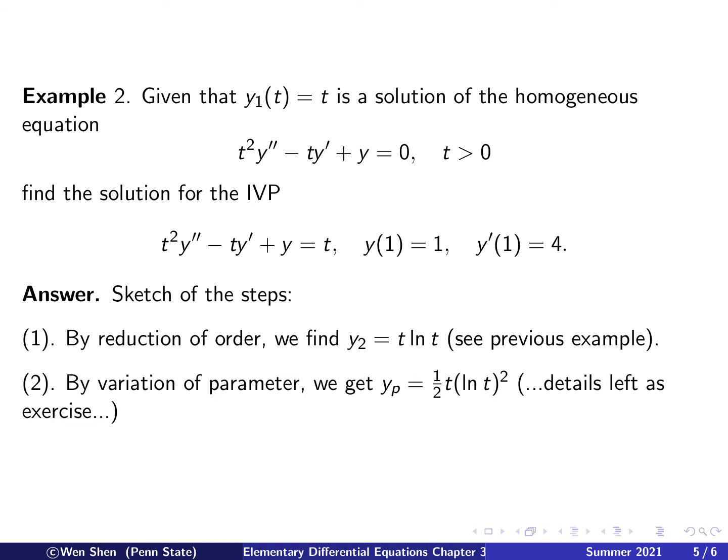Now that we have found y1 and y2, we can use variation of parameters, which we have just learned, to find a particular solution for this non-homogeneous equation. That is, set yp to be u1 y1 plus u2 y2 and find u1 and u2 as we did in example 1. So I will skip the details, and if you go through the steps, which might take a while, you can find a particular solution, which is half t times (ln t) squared.